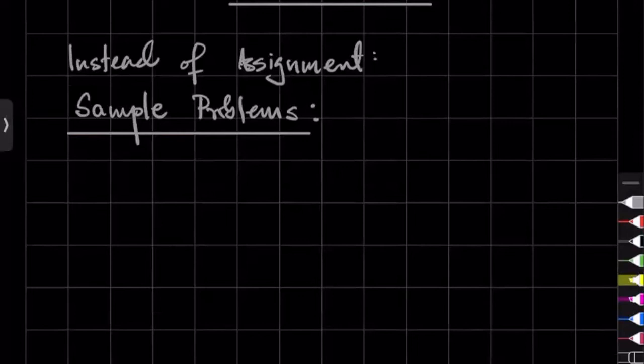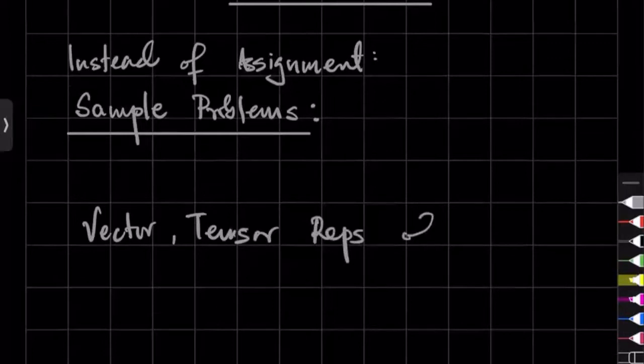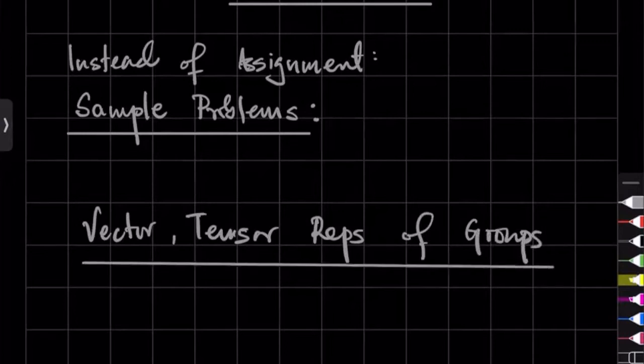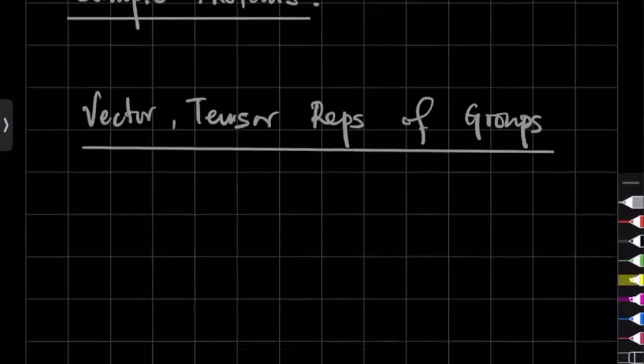Okay, so essentially I want to talk about vector or tensor representations of groups. Okay, it makes it much easier to discuss this issue in the context of a particular group.